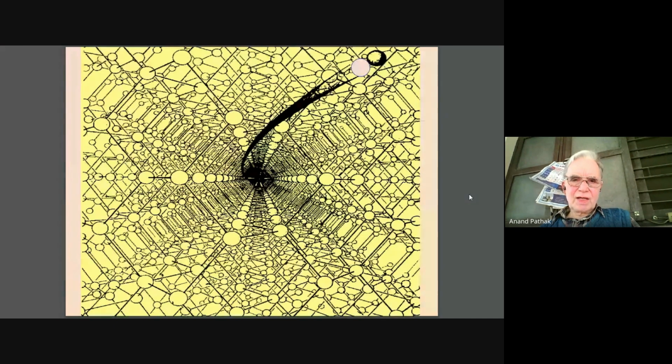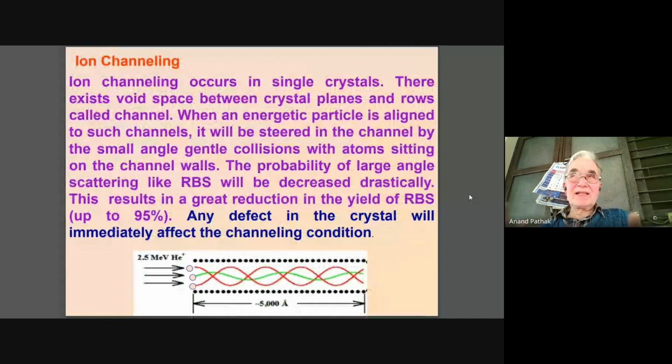next. So as soon as you go along a very small angle with respect to the crystallographic direction, then what is called ion channeling takes place. So the particle comes in at a small angle, and that angle has to be small, 1 degree or less. That depends on the energy of the particle. Next.